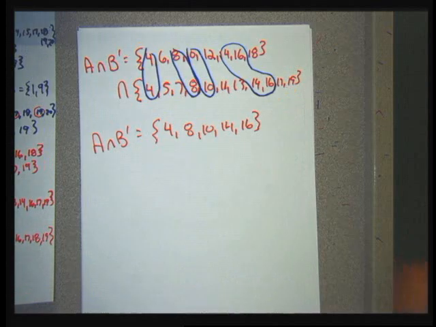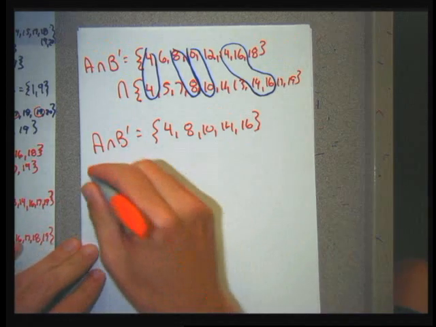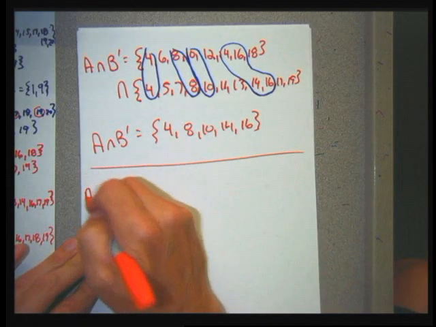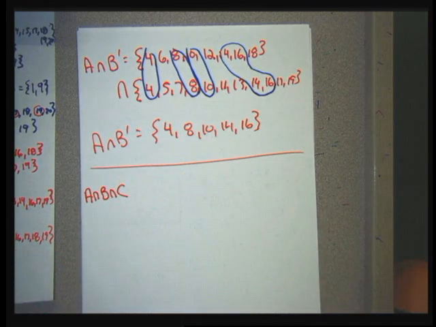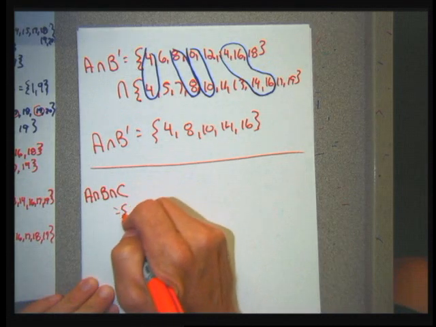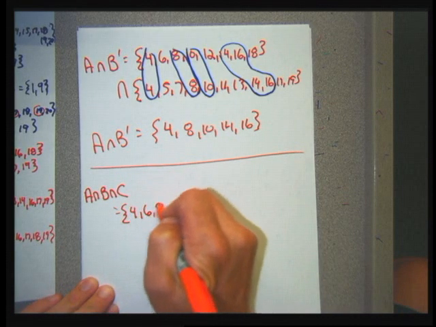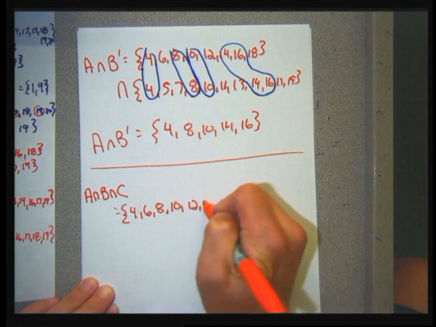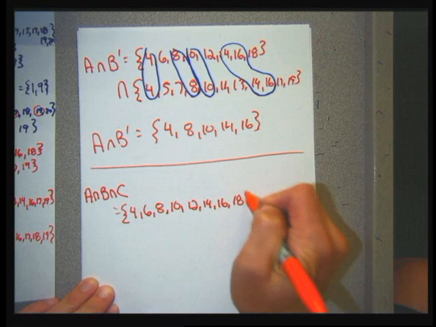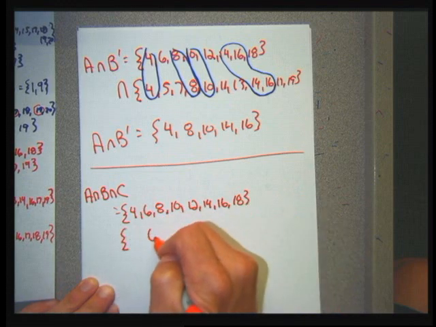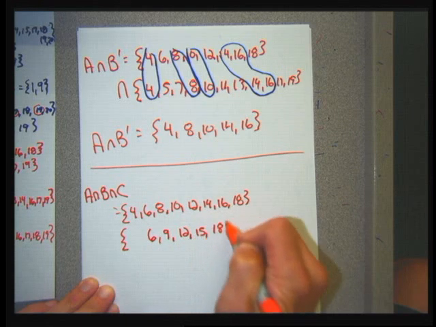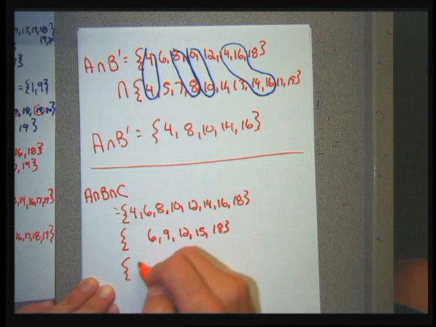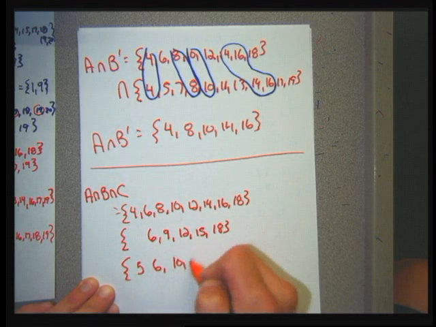So doing intersections of sets, once you know what the sets are, you just list the sets next to each other and find what they have in common. The next thing is a three-bagger. It's A intersection B intersection C. That's what all three sets simultaneously have in common. So I'm going to write the three sets down. A is the set 4, 6, 8, 10, 12, 14, 16, and 18. B is the set 6, 9, 12, 15, and 18. And C is the set 5, 6, 10, and 15.